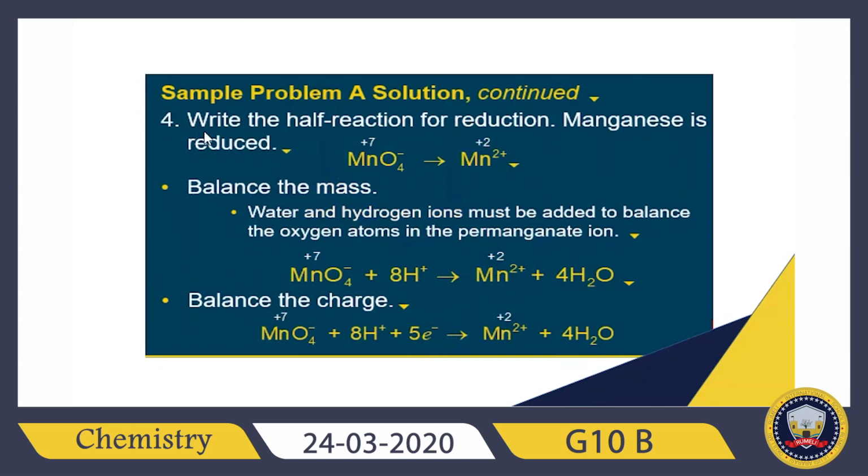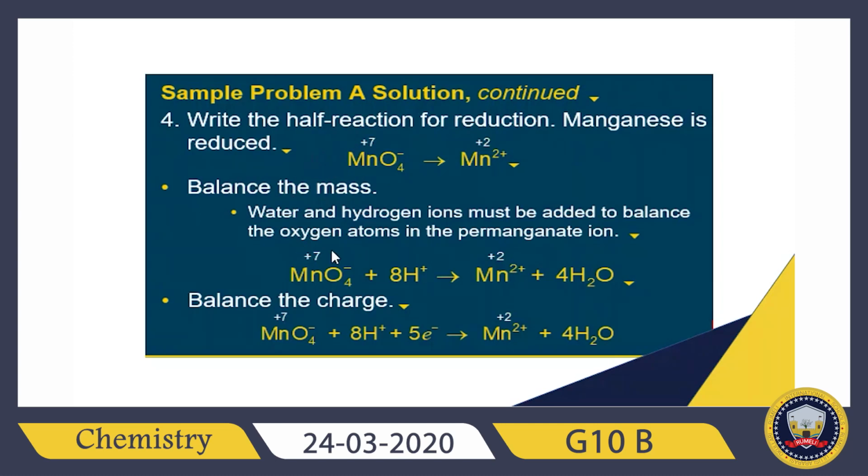So now we need to write the half reaction for reduction. Manganese here is reduced. Why? Because as we can see, the oxidation number of manganese decreased. Okay, so we write the half reaction for reduction this way, and then we need to balance the mass and we need to balance the charge. For the mass, guys, as we can see here, it is unbalanced, so we need to balance the mass in this equation.